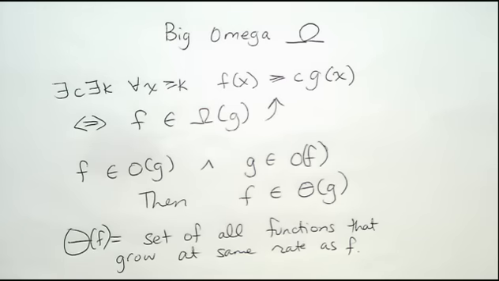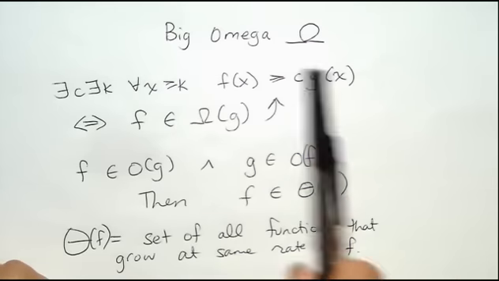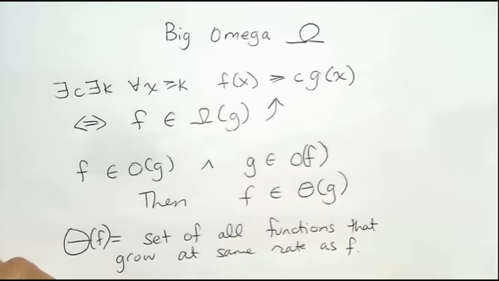So I'm not going to ask you to prove that anything is big omega or big theta of something. I might just ask you to show that something is big theta of something else. So if I'm going to show that something's big theta, I have to show big omega and big O. So let's do an example.